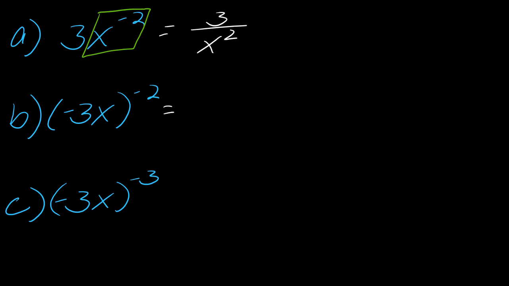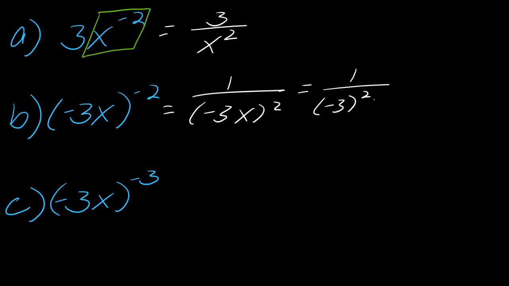Now, for B, I have the whole set of parentheses. So this becomes 1 over negative 3x squared. So I just take all of that and flip everything, because all of that is attached to the negative second. And then I've got 1 over negative 3 squared and x squared. So negative 3 times negative 3 is positive 9, so this becomes 1 over 9x squared.